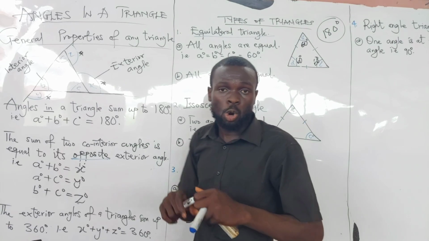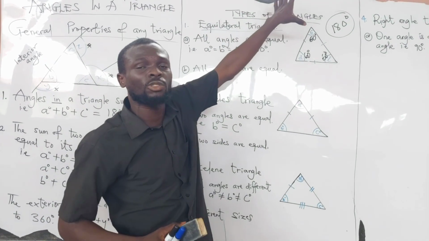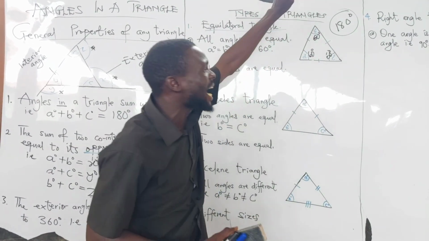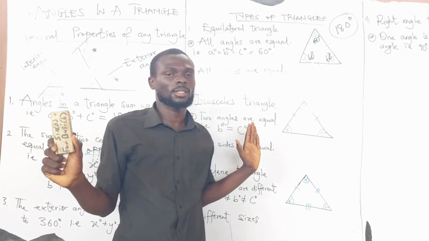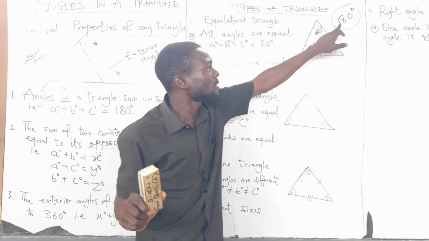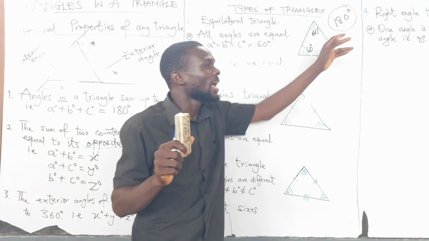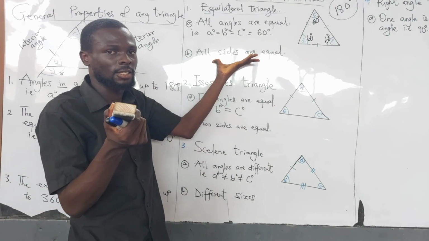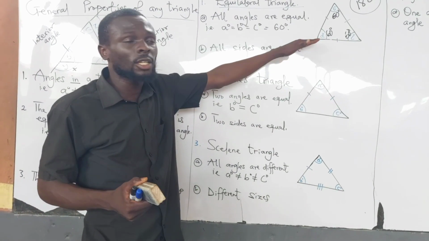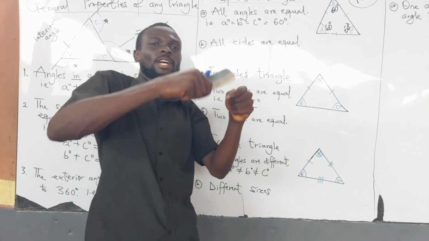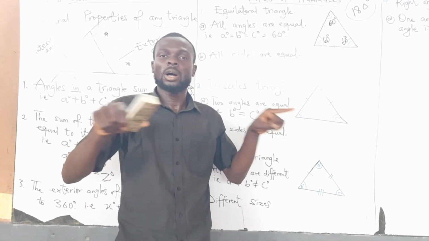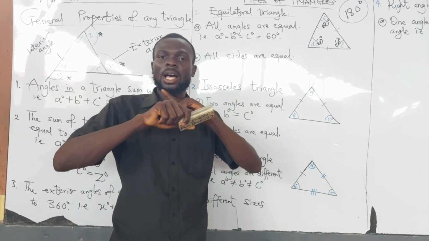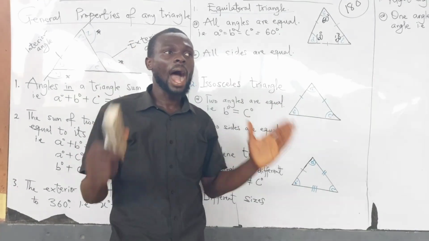180 degrees. So with the properties of an equilateral triangle, all the angles happen to be what? Equal. And that is what? 60 degrees, because they sum to 180. And also in terms of size, all the sides are equal. And that is what? An equilateral triangle. That is equal length, equal size, and equal angles.